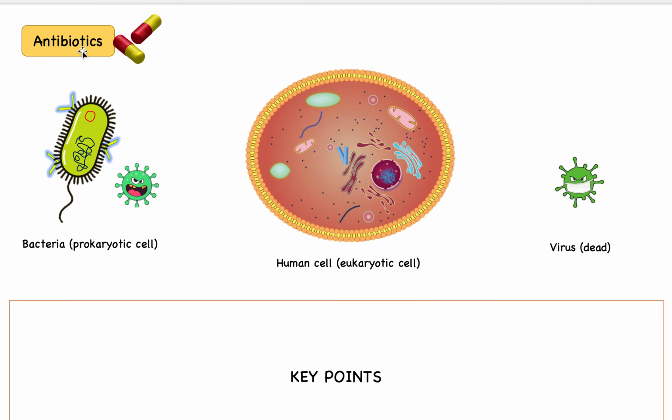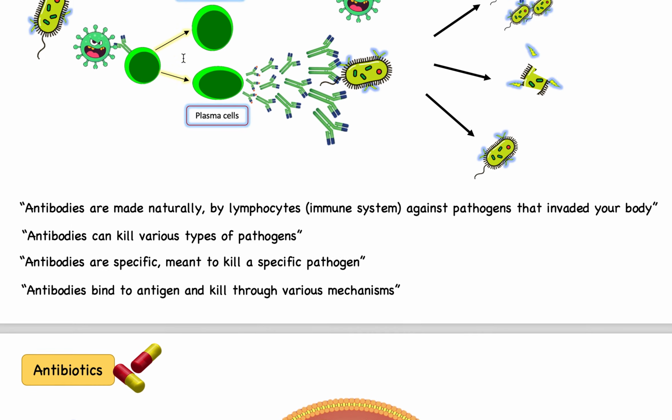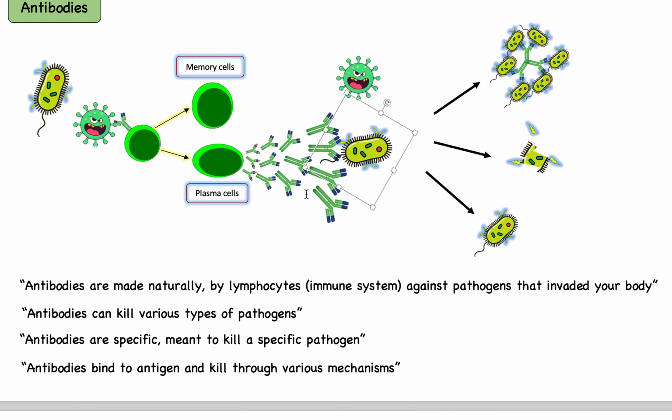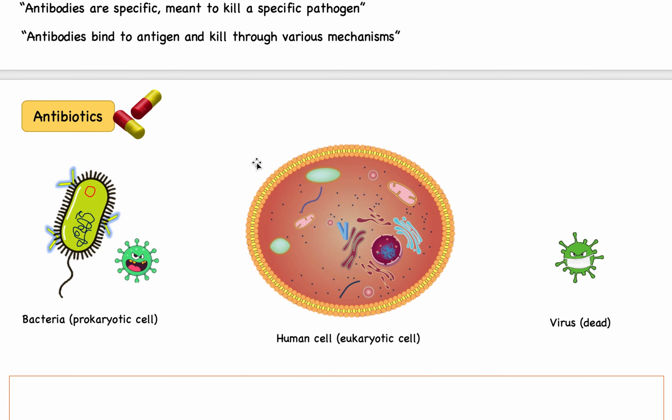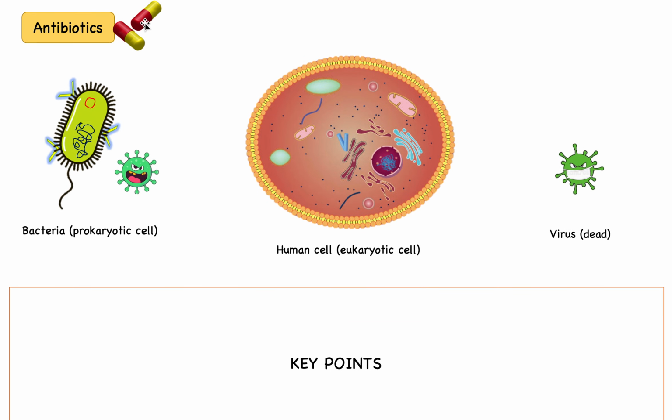Antibiotics are used when your immune system, so this whole process, isn't enough. These bacteria or pathogens that your body is trying to fight off are too strong. The antibodies are not good enough and they can't kill the pathogens fast enough. In that case, you need antibiotics and medicines to help you do so.